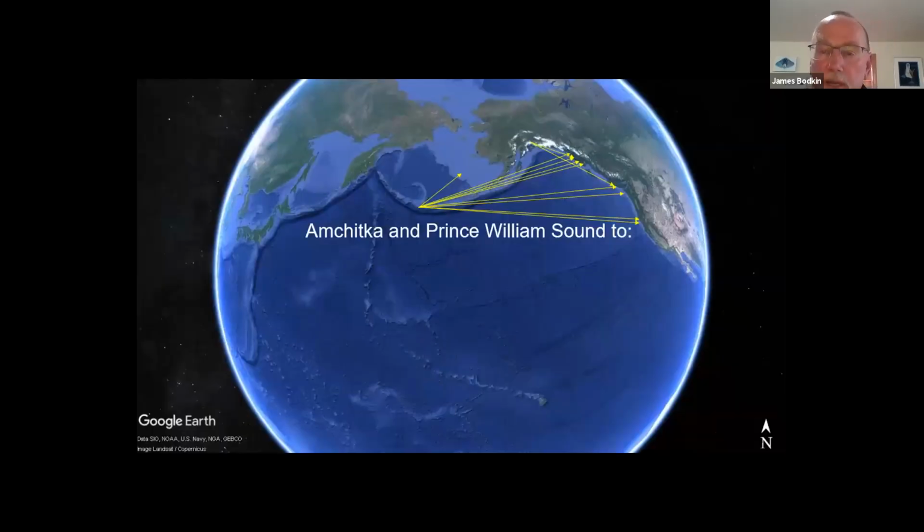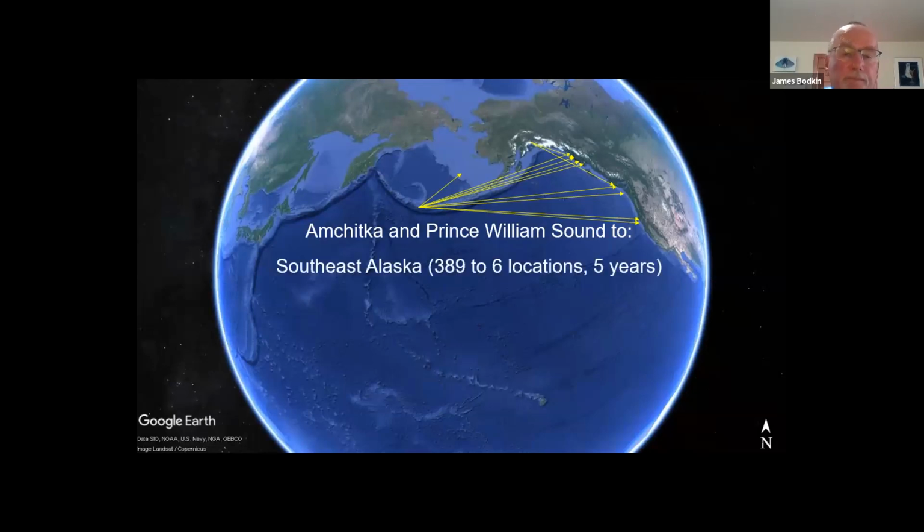There were 13 separate translocations from Amchitka and Prince William Sound to Southeast Alaska. 39 animals were shipped to 6 different locations over the course of 5 years. There were also 55 animals moved from Amchitka to the Pribilof Islands in a single event over 1 year. Although these animals persisted for about a decade, they eventually vanished from the Pribilofs, although sea otters are occasionally seen there today, probably as a result of immigration to that area.